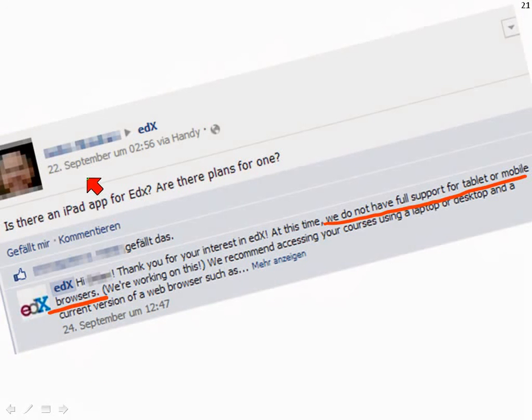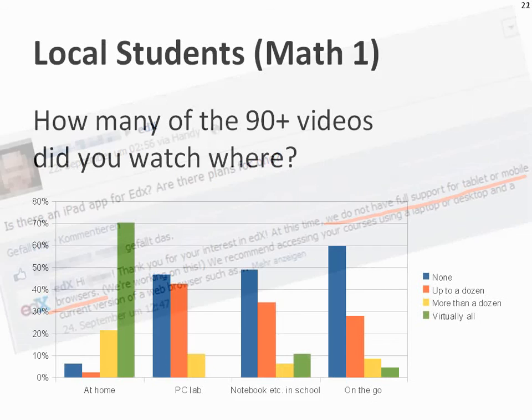So this is from Facebook. End of September, is there an iPad app for edX? edX has funding of, I guess, close to $100 million, and they do not have full support for tablet or mobile browsers. This is the state of the art when you have tons of millions of dollars. So we have to be careful about mobile support. Even they don't offer mobile support.